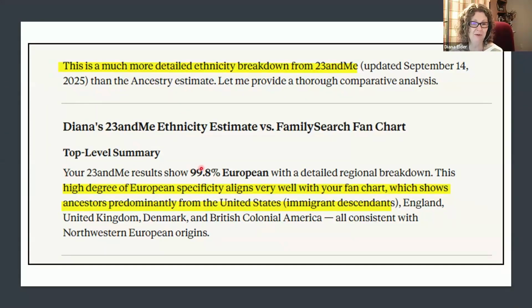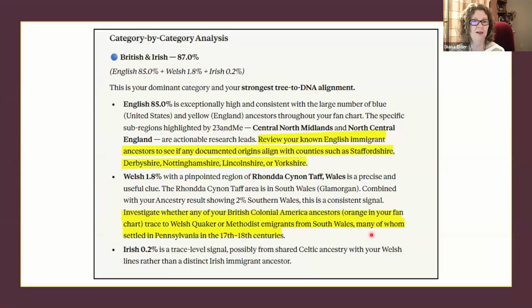So it shows 99.8% European with a detailed regional breakdown. And this high degree of European specificity aligns very well with your fan chart. Okay, so that's immigrant descendants from British colonial United Kingdom, England, Denmark, British colonial America. All that makes sense. So it talks about the British and Irish 87% and that it's the strongest tree to DNA alignment. And some of the interesting things that I thought this one did, because it is broken down, it gave me some ideas. Review your known English immigrant ancestors to see if any documented origins align with counties such as Staffordshire, Derbyshire, Nottinghamshire, Lincolnshire, or Yorkshire.